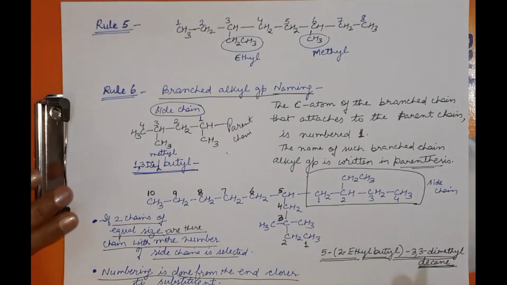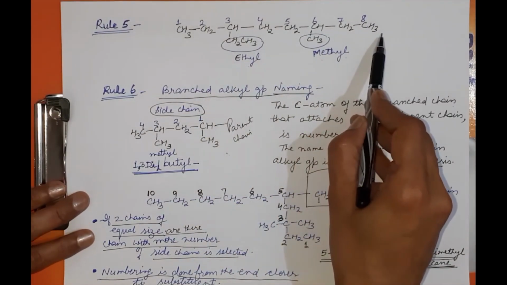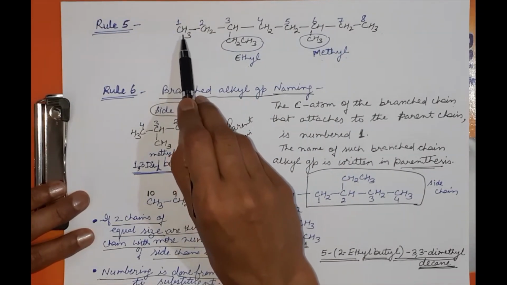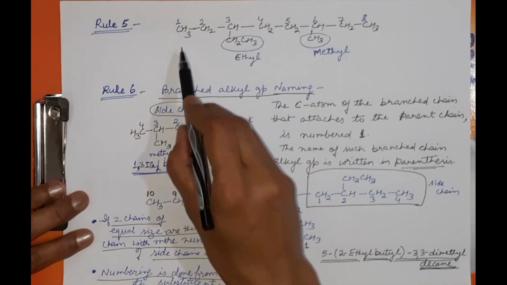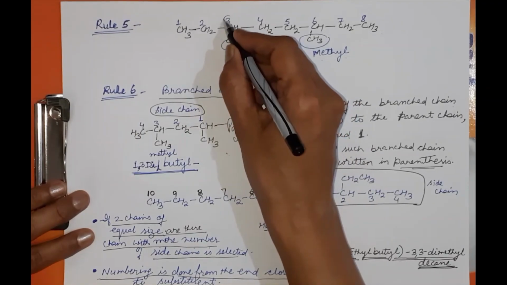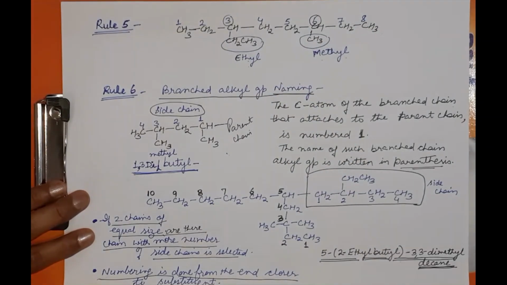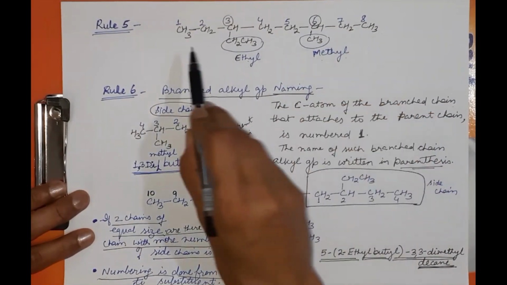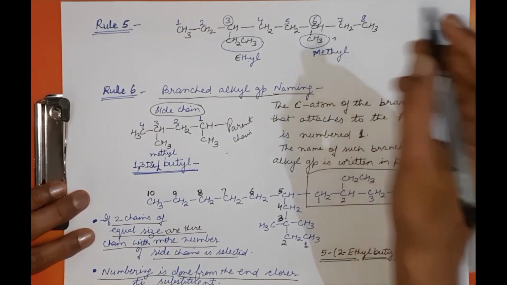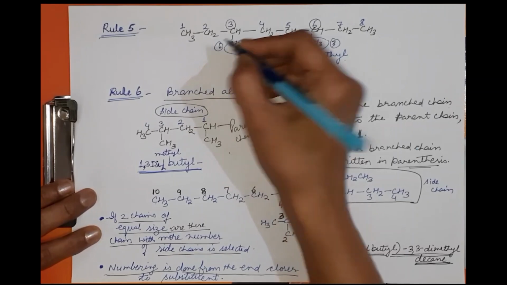So next, rule number 5 is there. If we see this compound, if we give the numbering to the carbon atoms from left to right, then this ethyl group will get the number 3 and this methyl group will get the number 6. If we start numbering from right to left, then this will get 1, 2, 3. The methyl group will get 3 and ethyl will get 6.